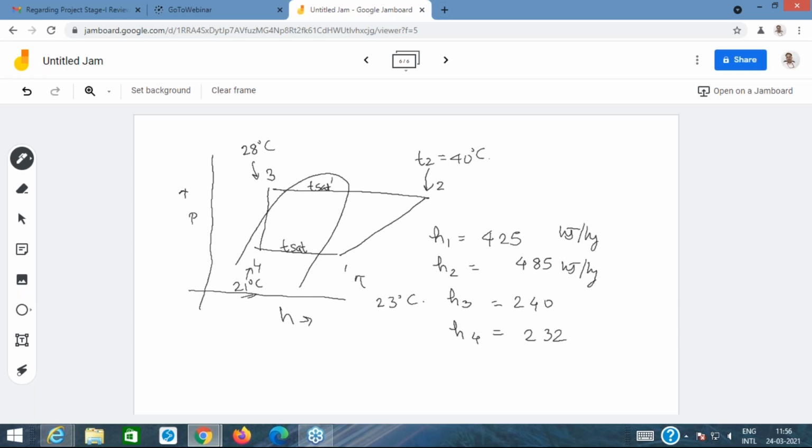These are the typical readings which I have, and once you get the enthalpy, the other things remain the same. You can use the same mass flow rate which you have got. The mass flow rate was obtained from the flow meter reading. So that mass flow rate is 7.57 into 10⁻³, right?